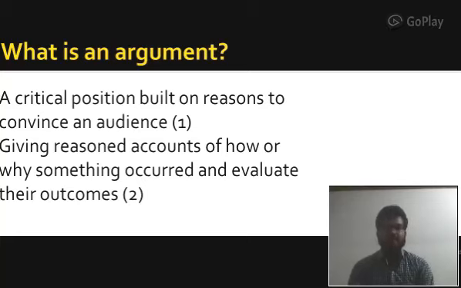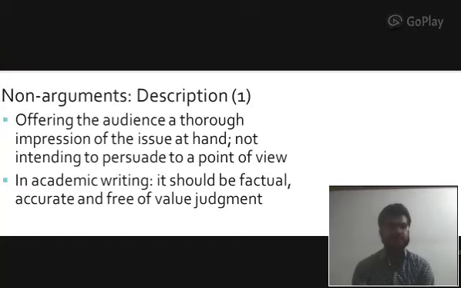So you have to give reasoned accounts of how or why something occurred and then evaluate their outcomes. So you make a claim and then you explore why this is so and what are the outcomes of this perspective. So this becomes a complete study of the topic.